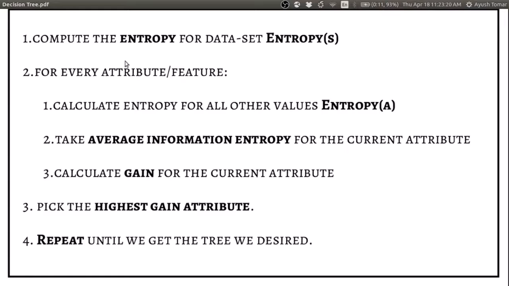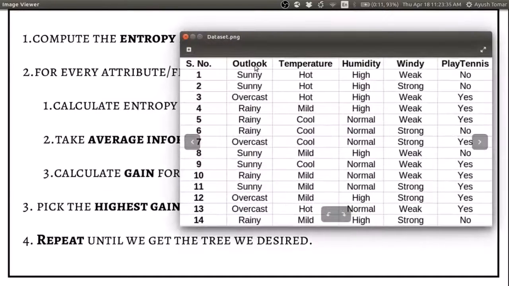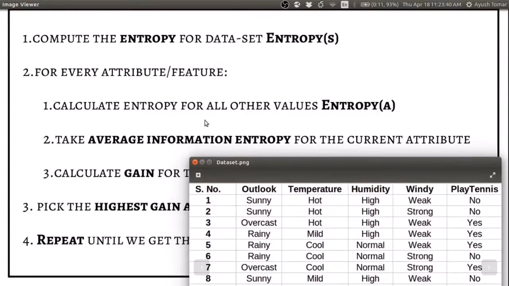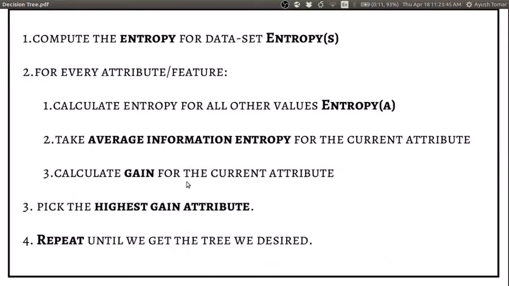Next comes the ID3 algorithm concept. What does the ID3 algorithm say? The first step is to compute the entropy for the entire dataset. As I have told, you have to calculate the entropy for the entire dataset. Now for each and every attribute, in the sense outlook, temperature, humidity, windy, you have to calculate the entropy and then the average information entropy, and then what you have to do? You have to calculate the gain and then pick the highest gain, that will be your node, and we have to repeat this process until we get the tree. How will we know that we have the tree? That is, the last node should be a leaf node.